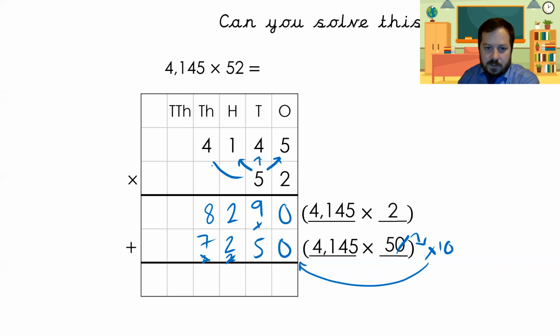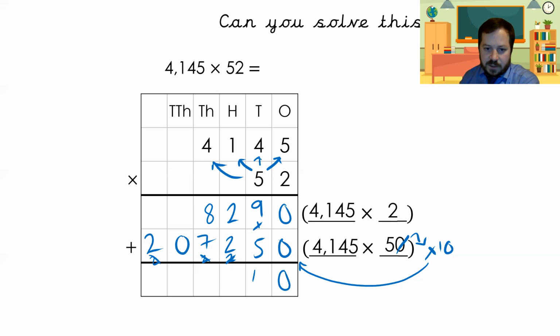5 times 4 here is 20. So we put the 0 there, the 2 there. There's nothing else going on because there's no more here. So that 2 just becomes a big 2. And then we add out. 0 plus 0 is 0.